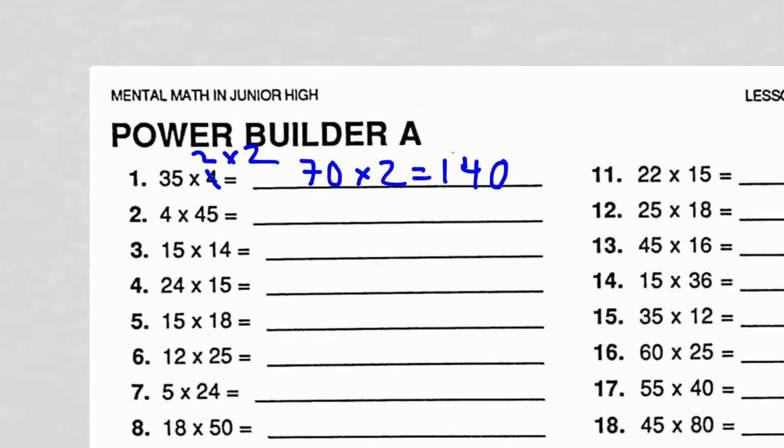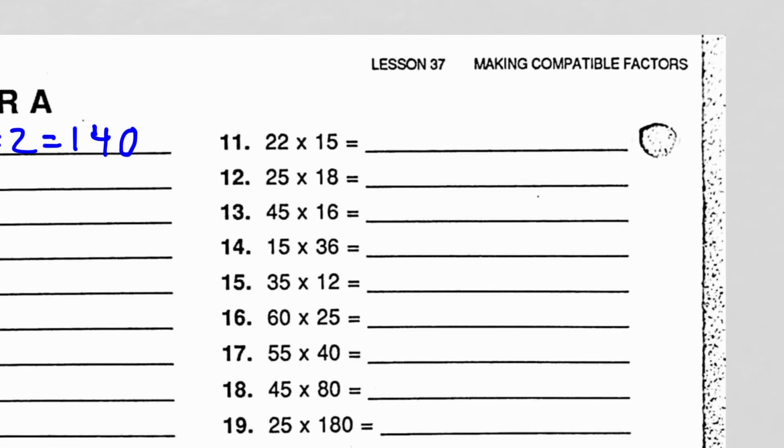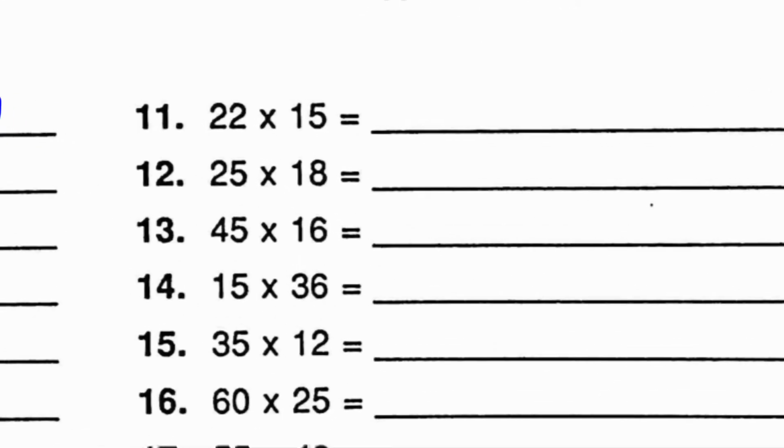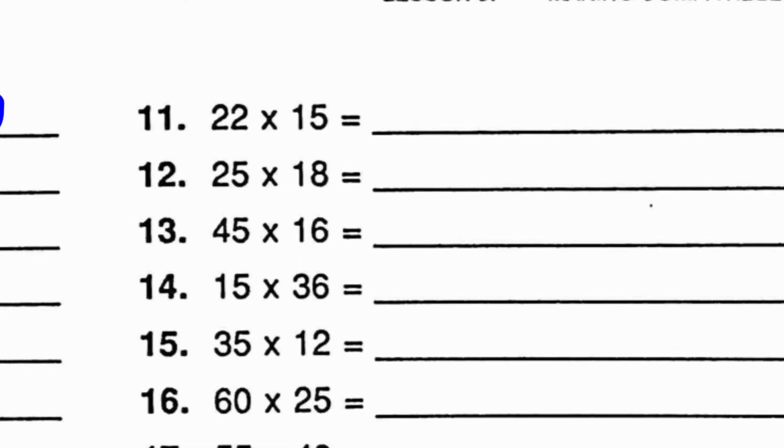Now I'd like to do a couple other questions here. On this question, number 11, 22 times 15, I might not break up the numbers because that gets a little more complicated, but let's see what happens if I half and double. If I half 22, I get 11. And then if I double 15, I get 30. And that definitely makes this question easier because all I have to do is 11 times 3 is 33. Tack on the 0 for 330. So halving and doubling might work.